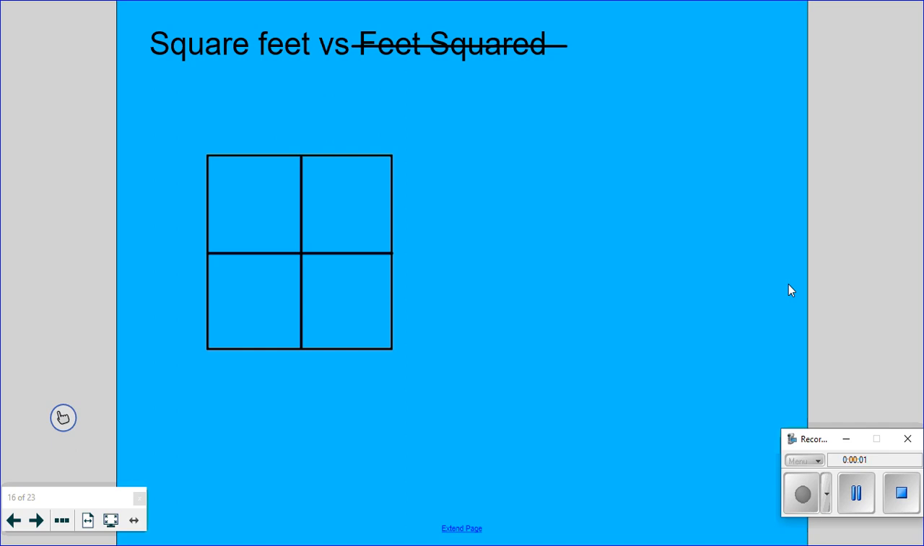I want to start out addressing a question that Gwen brought up. She was talking with her family, and they were talking about how square feet is not exactly the same thing as feet squared. And that is true. Both can be used when we are counting the area of something, but there is a difference. And I want to go over that difference to make sure that we are using the correct math language.